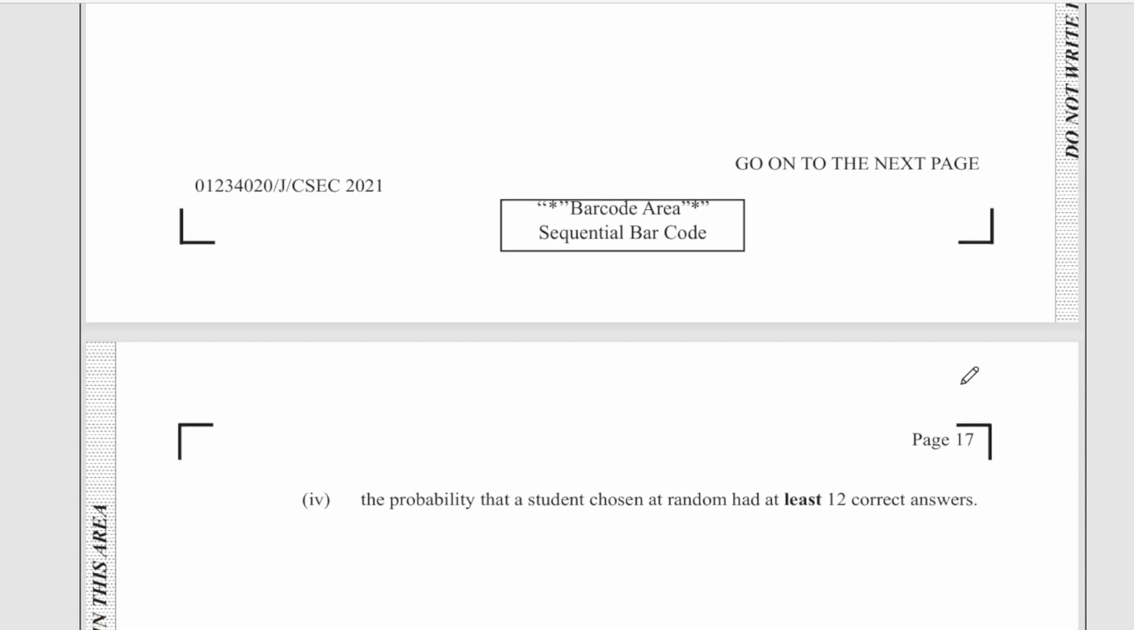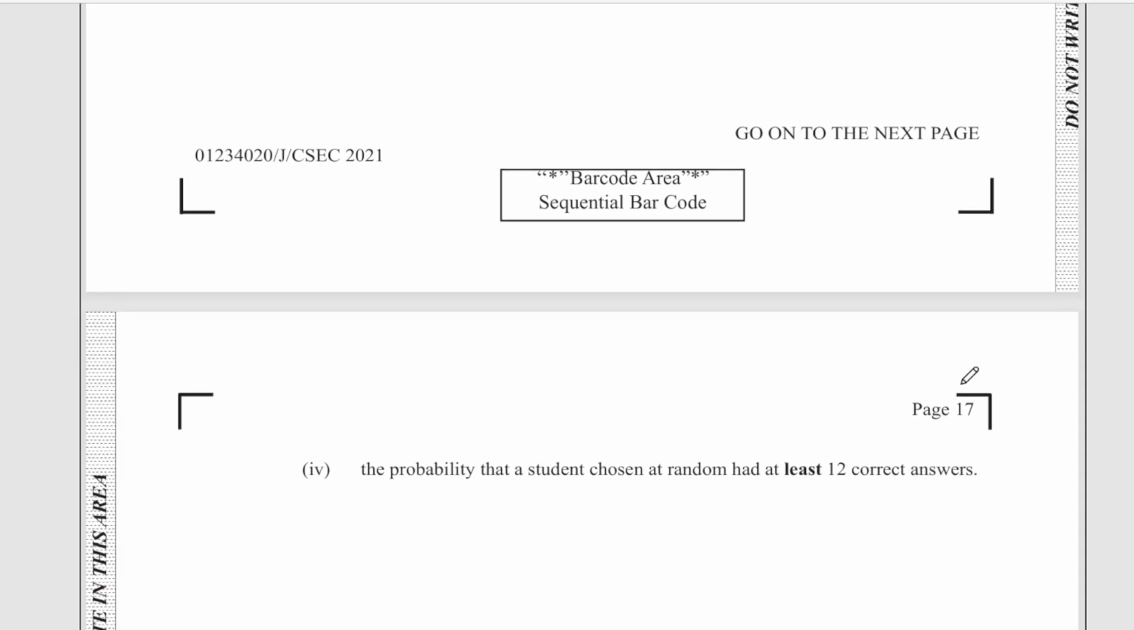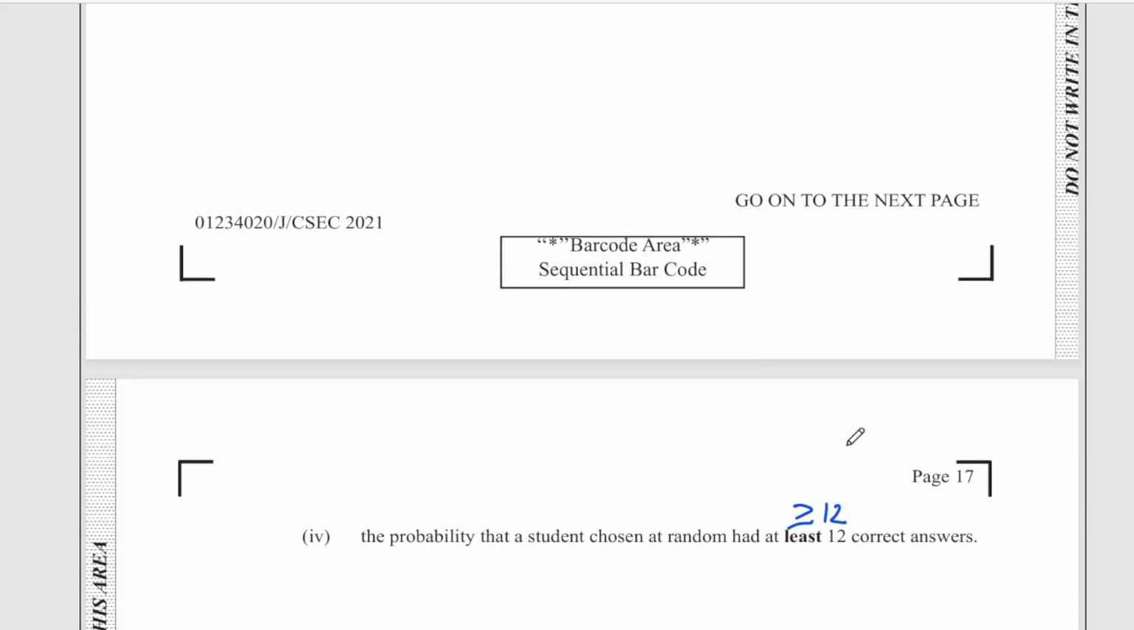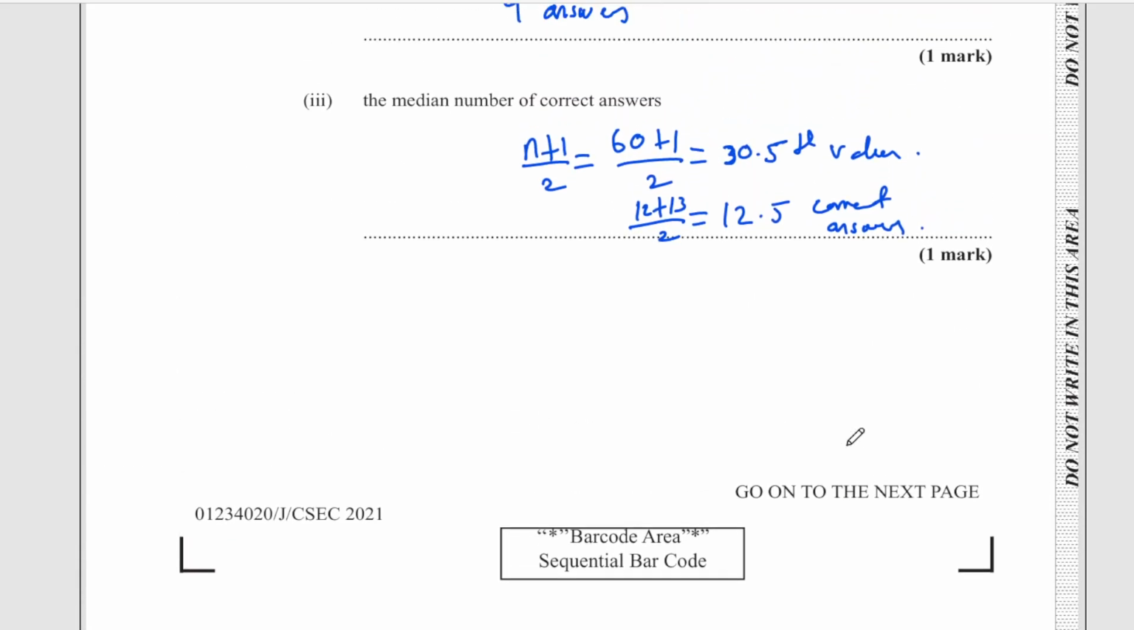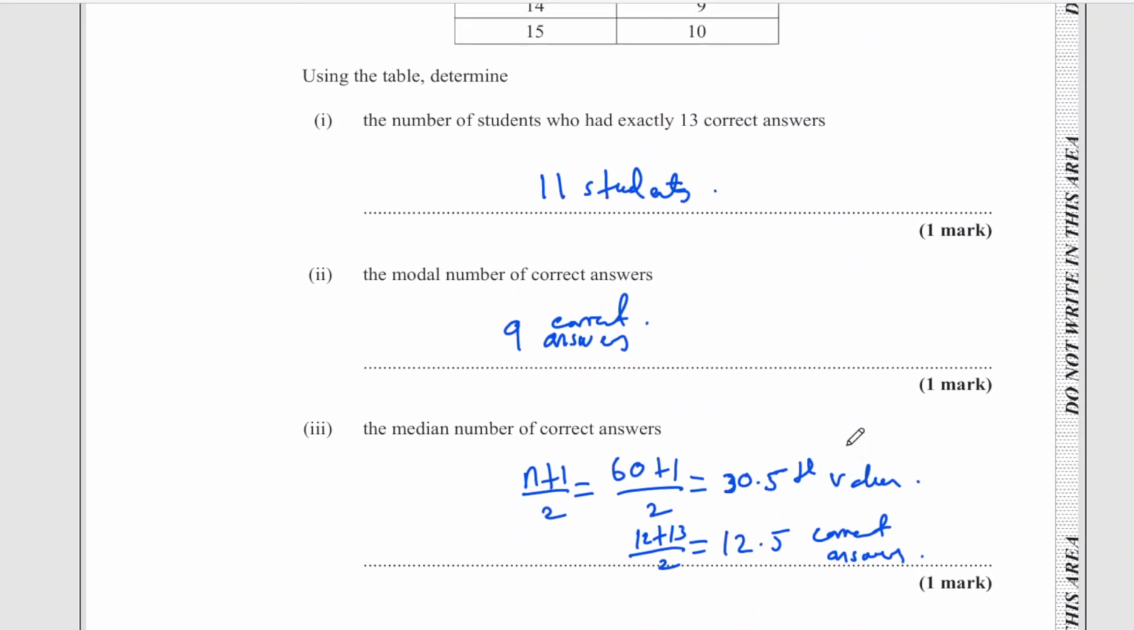Next up here, the probability that a student chosen at random had at least 12 correct answers. So at least means greater than or equal to 12 correct answers, right? So we want 12 or more. So we start to see how much students got 12 or more. So we'll go back to the table.